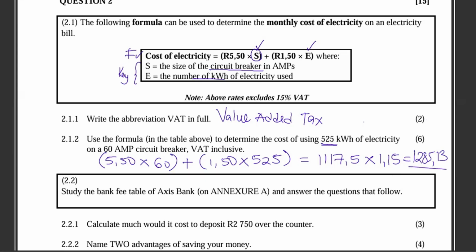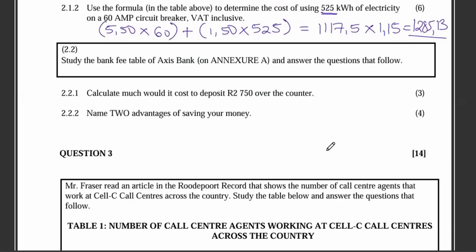Okay, let's continue. They're telling us, study the bank fee table of Access Bank on annexure A and answer the questions that follow. First and foremost, let's go and look for the annexure.